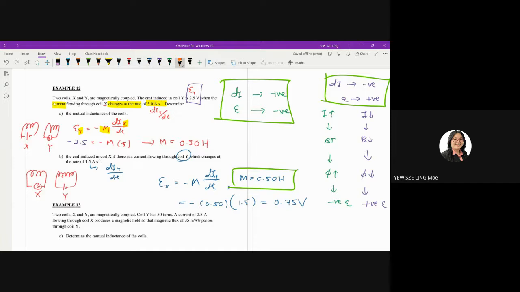Okay, so example 12, I'll give you a few minutes to write it down. I want you to write down the relationship on the right-hand side. This is particularly important in chapter 5. Chapter 5, why can't students score? Usually students go wrong here, because you don't know which one is positive, which one is negative, when to use flux, when to use flux linkage, and so on. So a few minutes for you to write it down before we proceed to the last question in chapter 5.